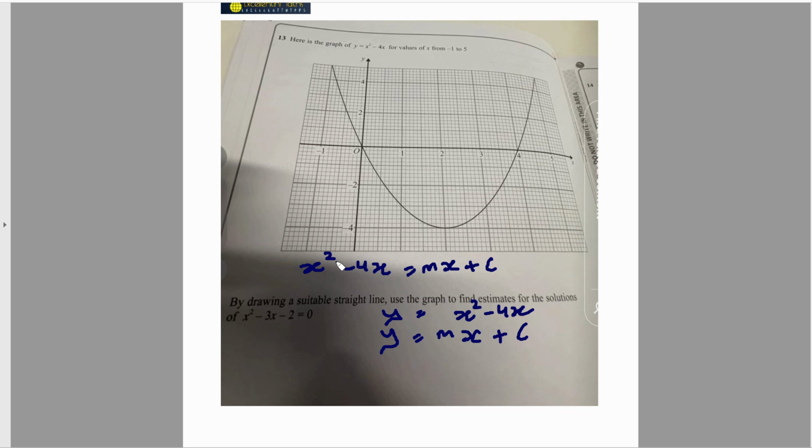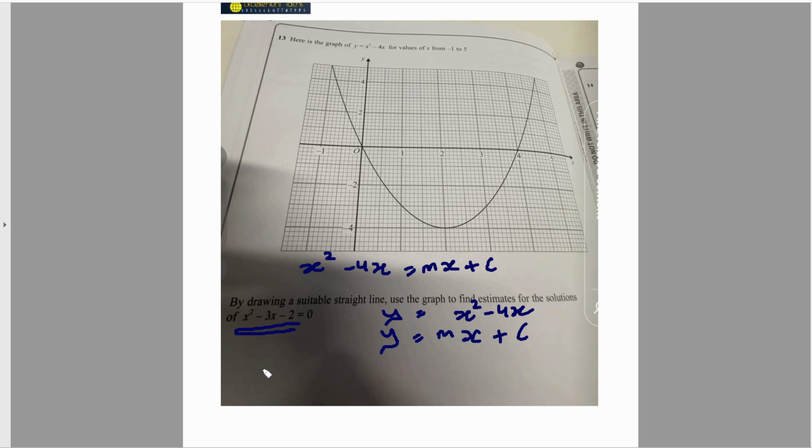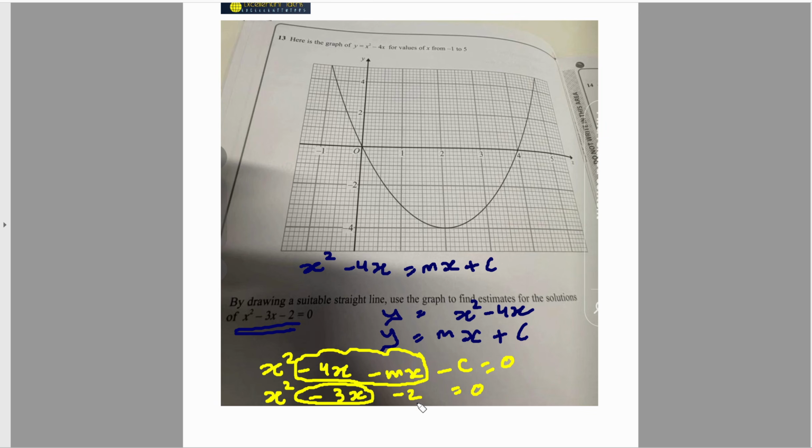When you bring everything to one side to make it look like this one, let me use a different color to make it easy for you to see. It's going to be x squared minus 4x minus mx minus c equal to 0. It's supposed to be the same as x squared minus 3x minus 2 equal to 0. So when you compare, this is what has x, which is supposed to be the same as that, so you need to make them equal to each other.